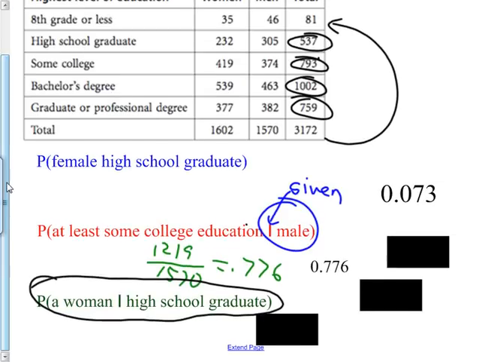But wait, does this say it's only choosing from women? No. It's important you understand that. This is the part that's given. They are a high school graduate. Does it say women over there? No. The second part is the given thing.